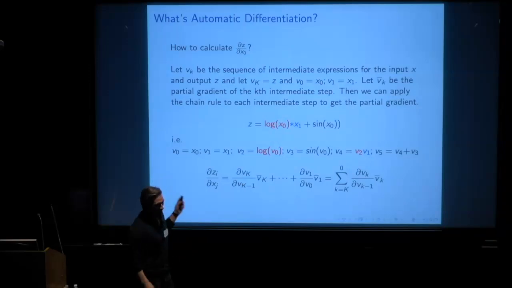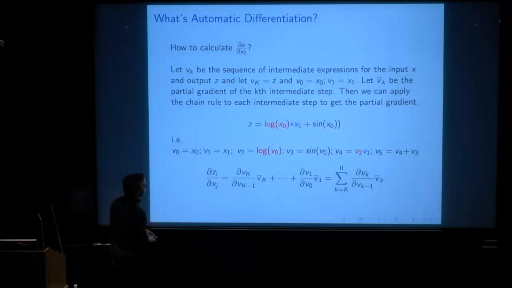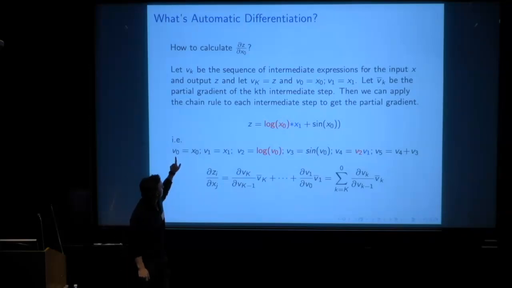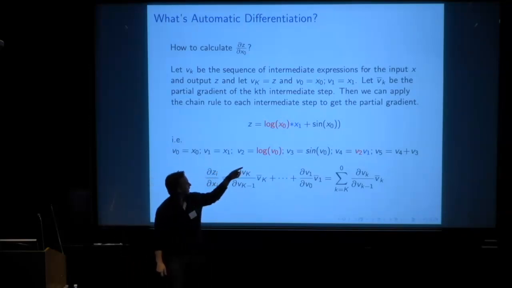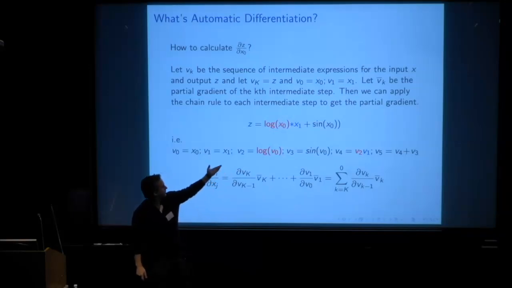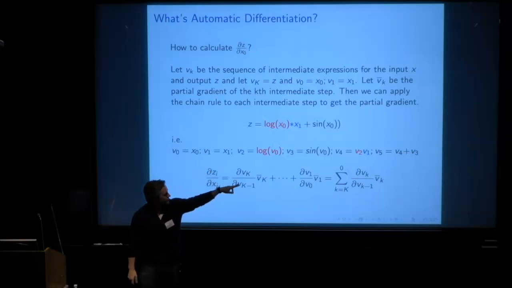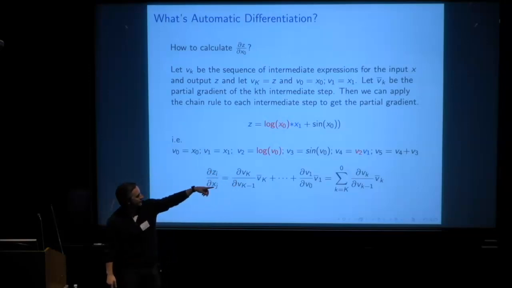If we write out all of these intermediate steps, we can just do the chain rule for each of those intermediate steps and do a backwards accumulation to actually get back the partial gradient or partial derivative. This is just an example here, starting with these loads: loading X0 into V0, loading X1 into V1. We then can do log of V0 to get back our intermediate expression V2, sine of V0 to get V3. Then we multiply the two intermediates there for V4, and then add those two intermediates again for V5.